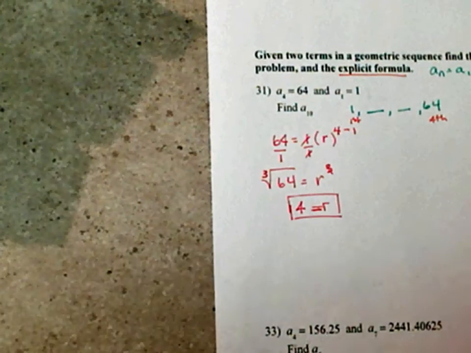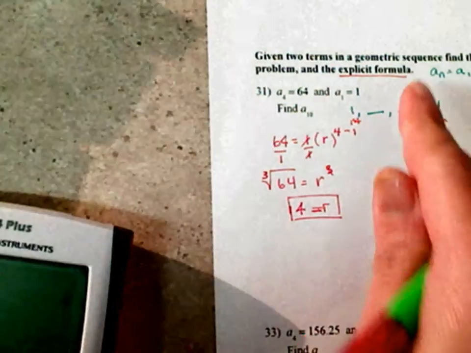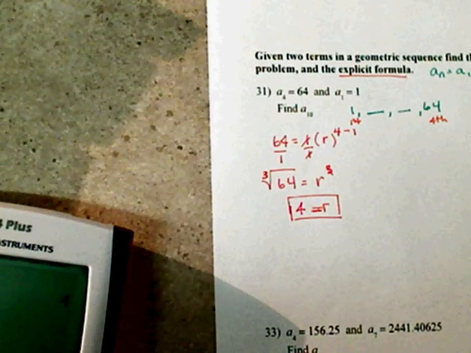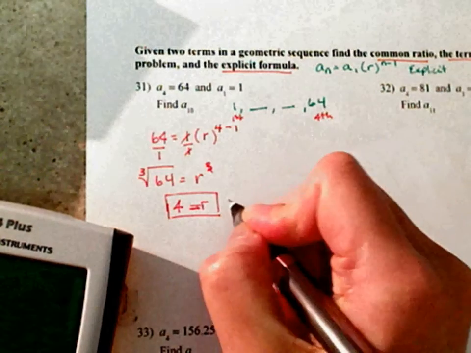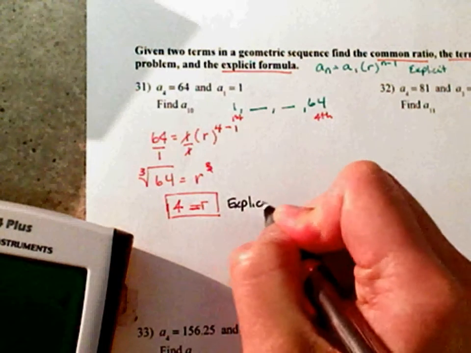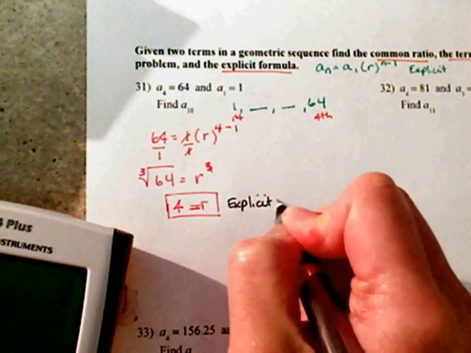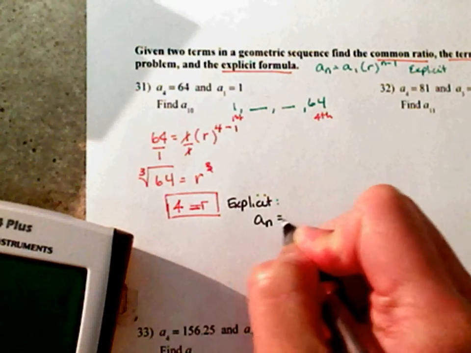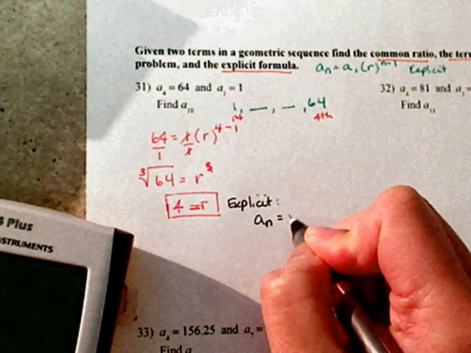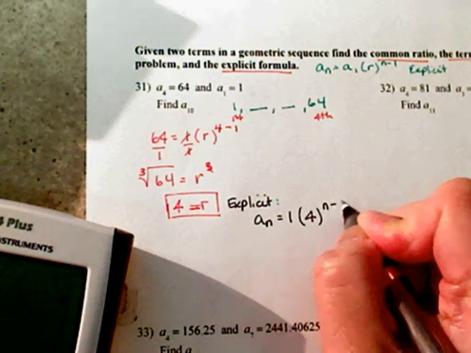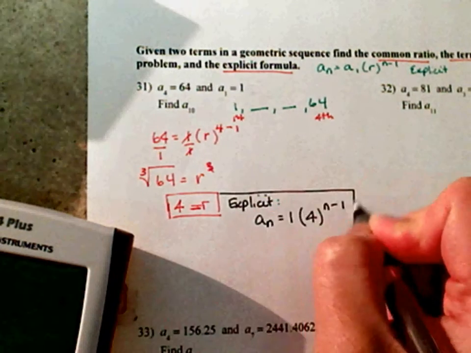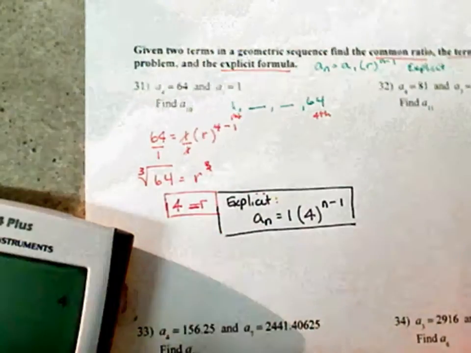Next thing you have to find is the explicit formula. So what is your explicit formula going to look like? Well, all you have to do is plug it in. So here's your explicit formula. a_n is equal to your first term. What's your first term? 1, times your r. What is your r? 4, to the n minus 1. There is your explicit formula.